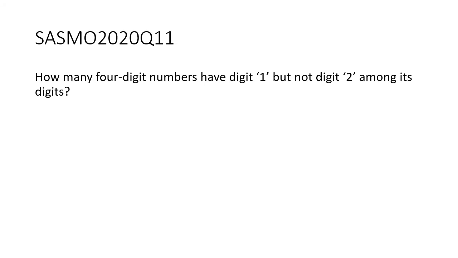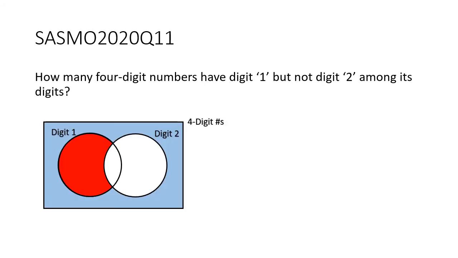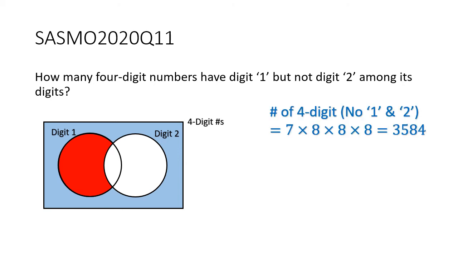So in question 11, I've represented all the possible 4-digit numbers in the form of a Venn diagram. The first circle on the left represents all the 4-digit numbers that contain the digit 1, while the second circle on the right are all the 4-digit numbers that contain the digit 2. So first, we can count all the 4-digit numbers that do not have the digits 1 and 2, and that's represented in the Venn diagram by the blue area.